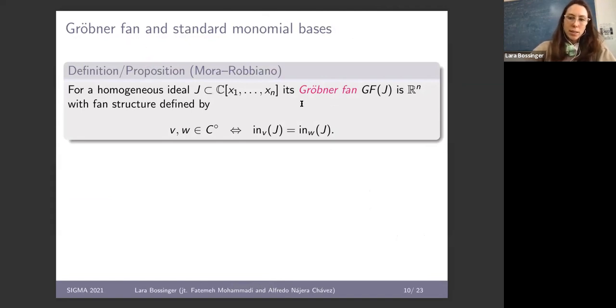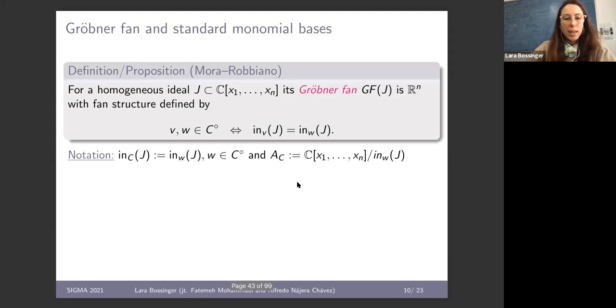And it is for a homogeneous ideal J inside a polynomial ring with n variables. It's all of R^n with a fan structure defined by the initial ideals. So two weight vectors lie in the interior of one cone if and only if they give me the same initial ideal. So from now on, I will adapt my notation and talk about initial ideals with respect to a cone, which just means the initial ideal with respect to any representative in the relative interior of the cone.